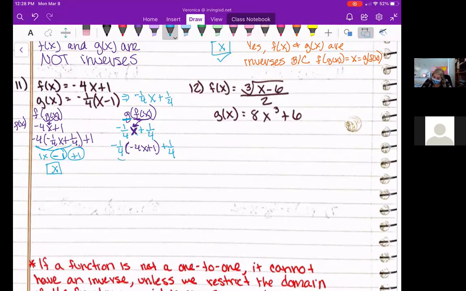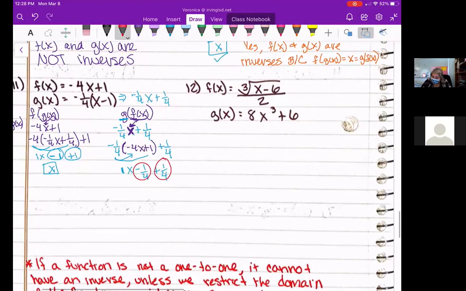So negative 1 over 4 times negative 4, you're going to notice that those are inverses of each other. So we end up with the positive x again, or positive 1x. Then negative 1 over 4 times a 1 is just going to be a negative 1 over 4. Bring down your plus 1 over 4. You're going to notice that negative 1 over 4 and plus 1 over 4 are inverses of each other. So that's 0. So we end up with an x.